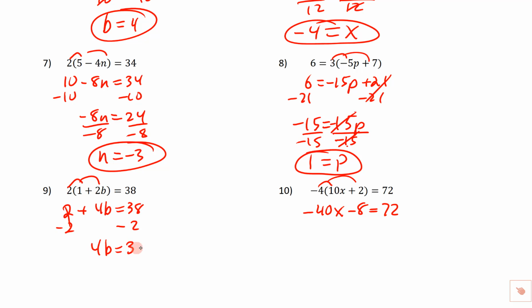Let's see, that's going to be 36. We're going to divide by 4. So we get a b over here, and 36 divided by 4 is 9. And then let's see what happens on this one. Let's see, these are big numbers. Let's hope this takes care of itself.